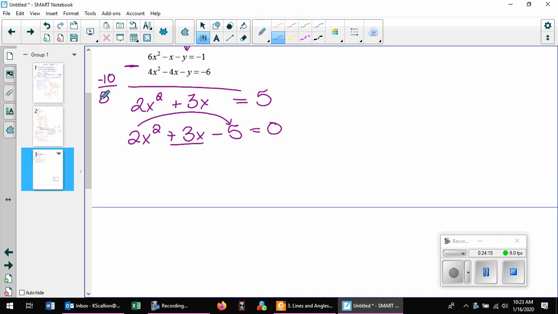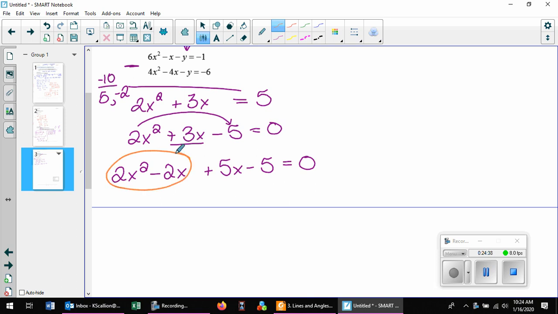So this time it would be a positive 5 and a negative 2. That's opposite. But it's not as easy. I can't just drop it in. So I'm going to have 2x squared minus 2x plus 5x minus 5 equals 0.